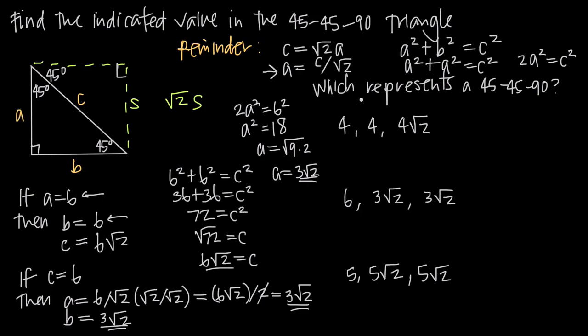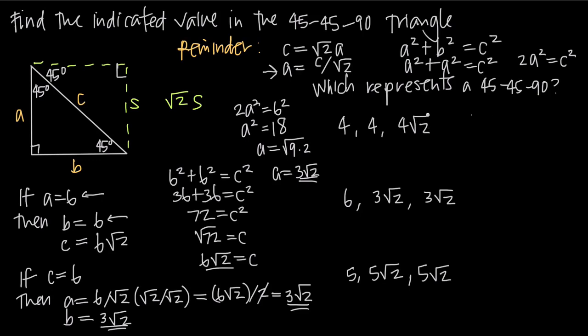So what about in a question like this? Which of these represents a 45, 45, 90 triangle? And we've been given the 3 side lengths of a triangle. So we know that the 3 sides of the triangle are 4, 4, and 4 times the square root of 2. Well, remember in a 45, 45, 90 triangle, it's always isosceles, which means that 2 of the sides have to have the same length.